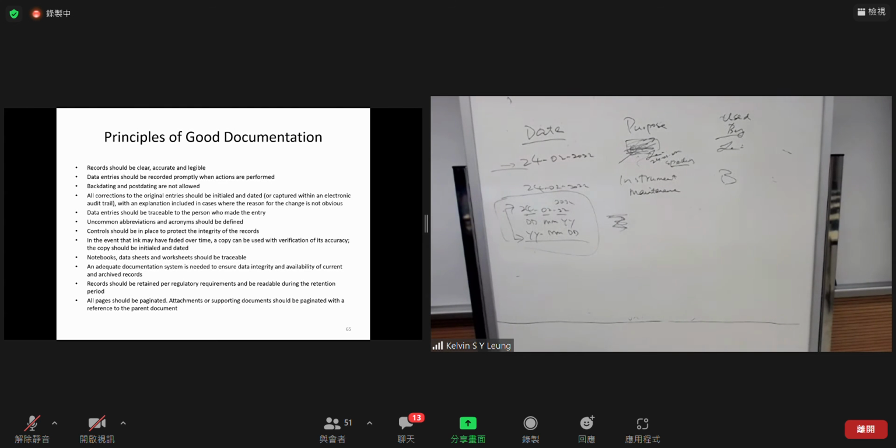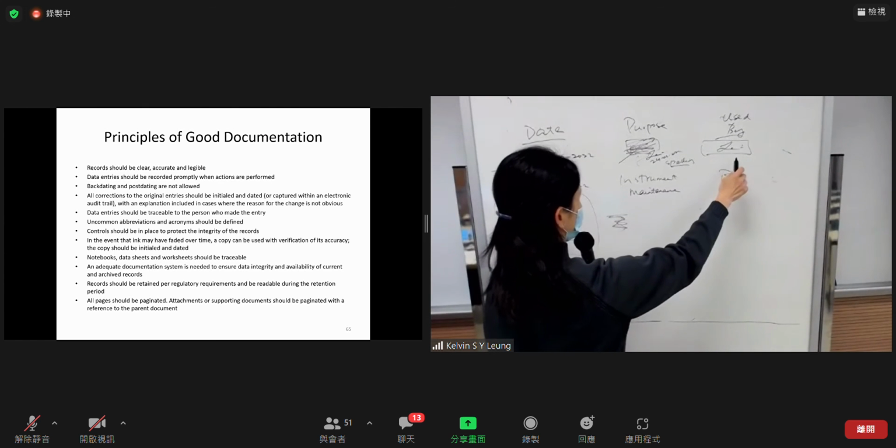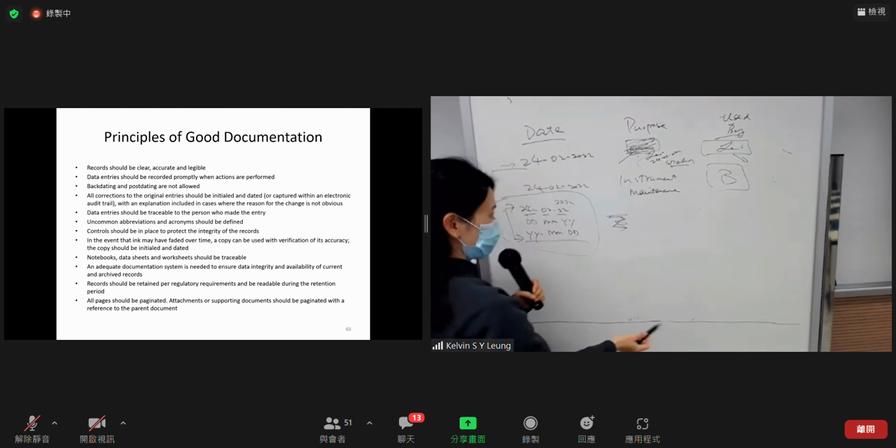And also the signature. When you join the laboratory, it's better to sign your signature in the log sheet first, because people will note that this particular signature belongs to this analyst, and this one belongs to that person.